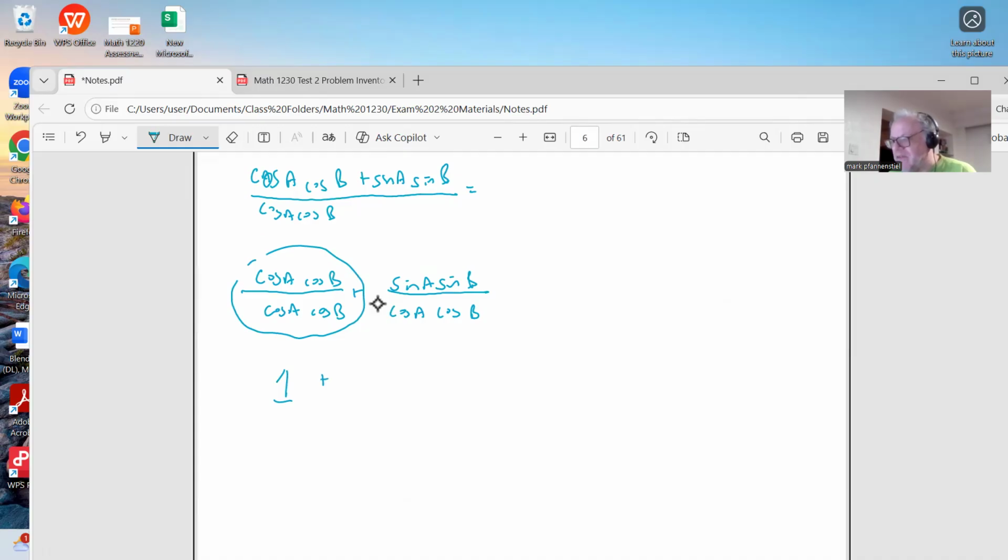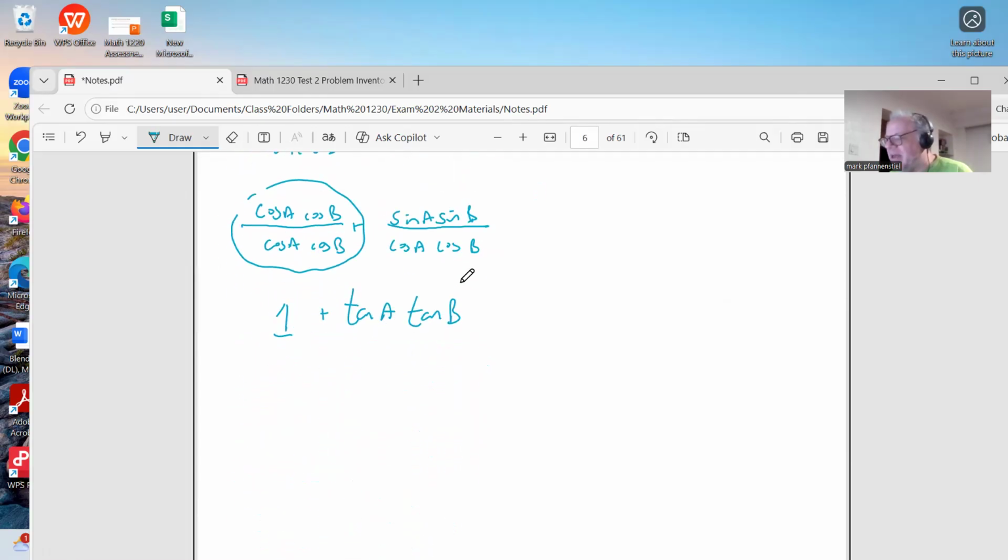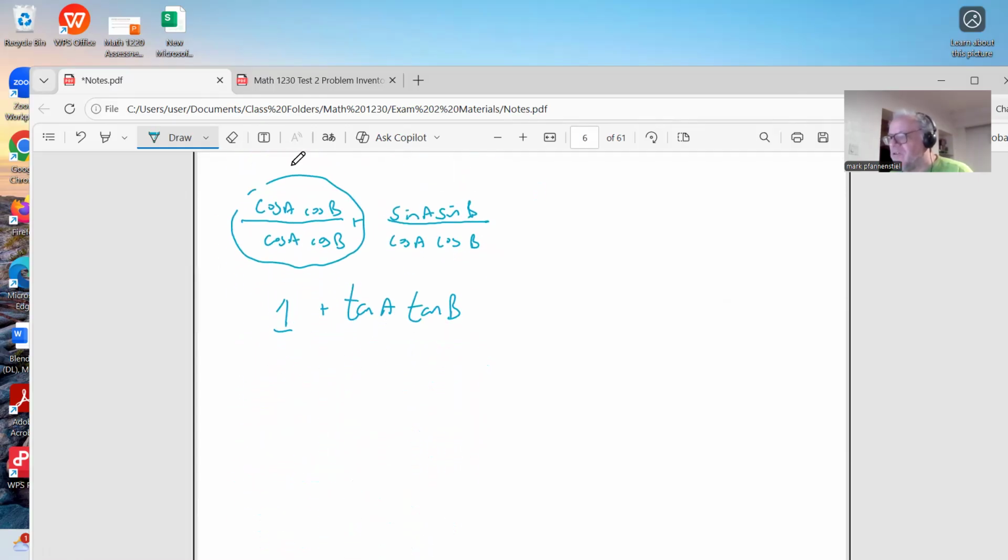Plus, now we have sine over cosine. That's the tangent of A. Sine over cosine, again, that's the tangent of B. And when I go back up here and look at it, it's 1 plus tangent A tangent B. And there you go. That's the end of the story. That's all you had to do with this thing. We're done with those.